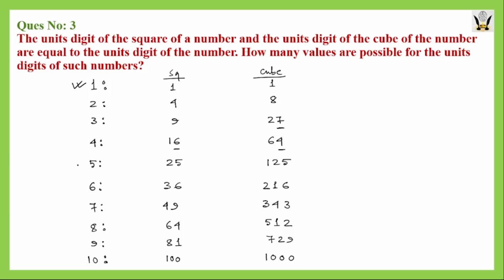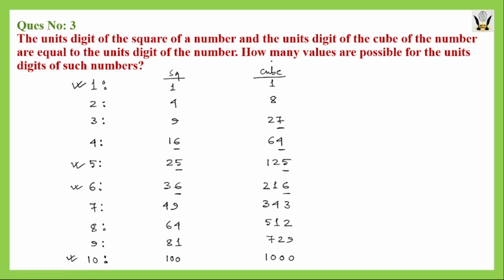For 5, it is 5 at the units place in the square value, in the cube value also it is 5, and in the number also it is 5, so this is applicable. For 6, the number is 6, here at the units place the digit is 6, here also 6, so this is also applicable. For 10, the digit at the units place is 0, in the square value also it is 0, and in the cube value also it is 0, so this is also applicable.